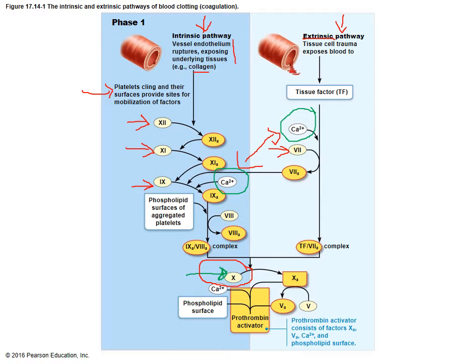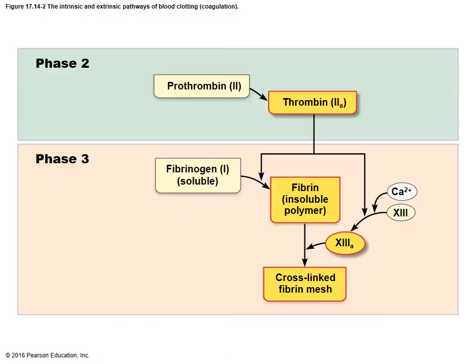But either way, what we see happening is that at the end of phase 1, factor 10 will interact with prothrombin, and prothrombin will then cause the activation of thrombin. This will be very important in phase 2 of our blood clotting steps. So let's take a look at the next slide. Here we see that prothrombin will activate thrombin, and then thrombin will allow us to migrate over to phase 3, where you will have the conversion of fibrinogen into fibrin.